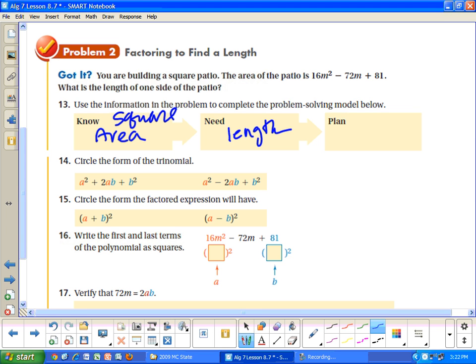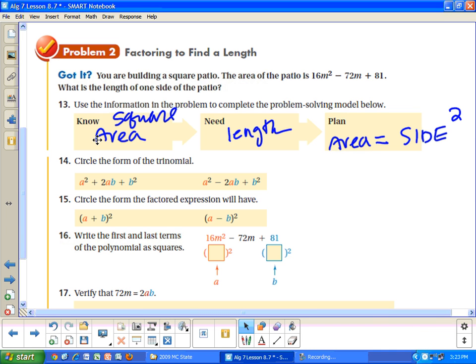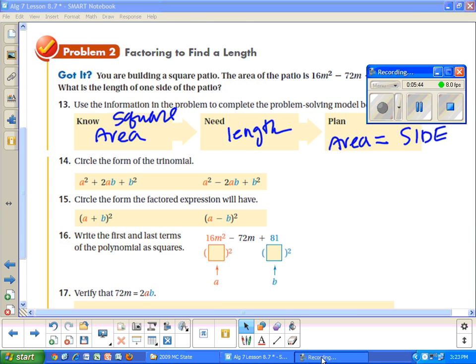And length and width are both the same since it's a square. So our plan is using the area, we're going to find some side multiplied by itself, side times side, or side squared to get that. So go ahead and think about that. Try finding the right answer, and you can check back.